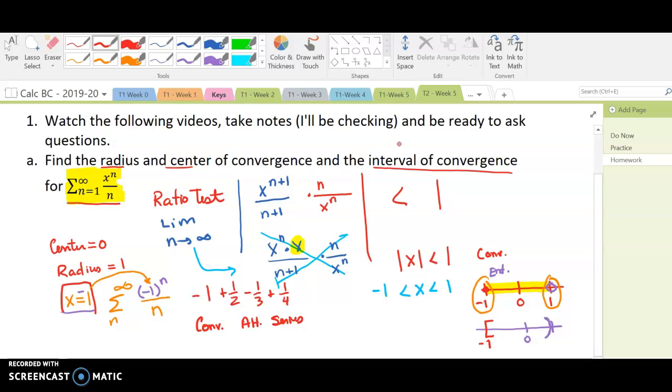And my interval of convergence is from negative 1 to 1, or x is greater than or equal to negative 1, less than 1. The radius of convergence was 1, but when I look at my interval, I had a closed bracket at negative 1 and an open bracket at 1.